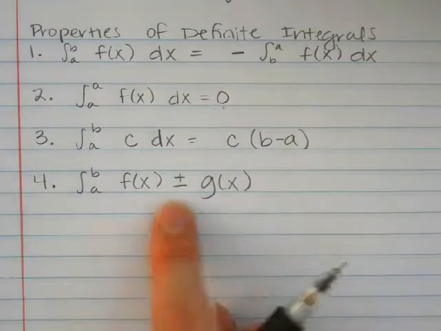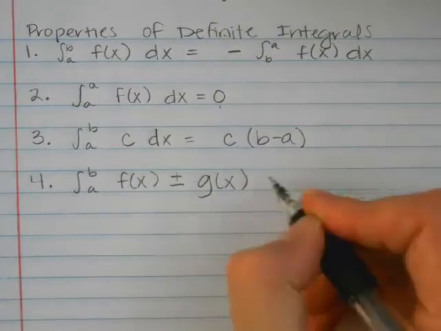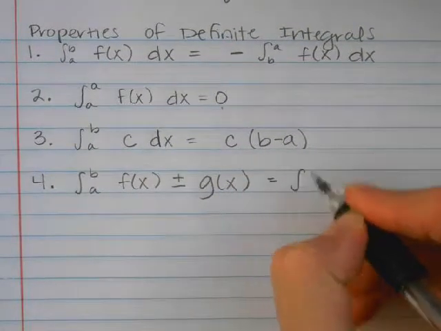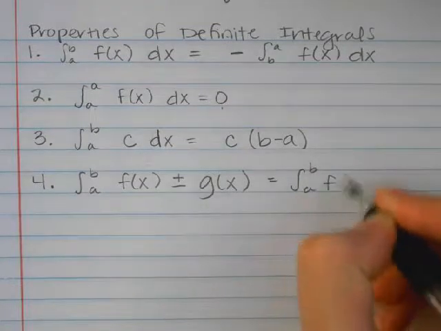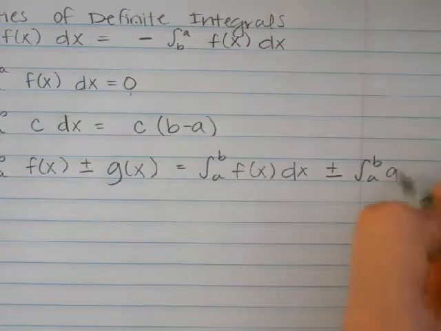For this one, if you have one function plus another function, you can split those apart and integrate them separately. So you could do the integral of f of x dx, and then plus or minus the integral of g of x dx.